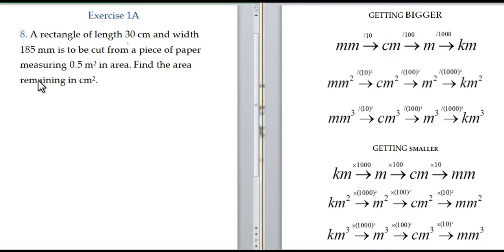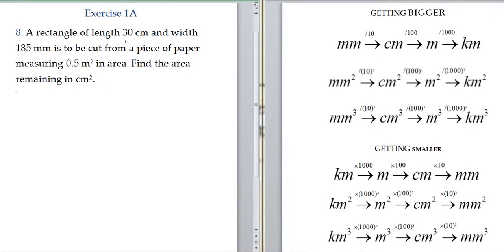Okay, so in question 8 of exercise 1A, we're looking at a rectangle of length 30 centimeters. And I'm going to actually underline this right away so we remember it. And with 185 millimeters, it's going to be cut from a piece of paper measuring 0.5 meters squared in area. Okay, and then we're asked to find the area that is remaining after this piece of paper has been cut in centimeters squared. So before trying to do the question, let's actually have a look at what's going on.